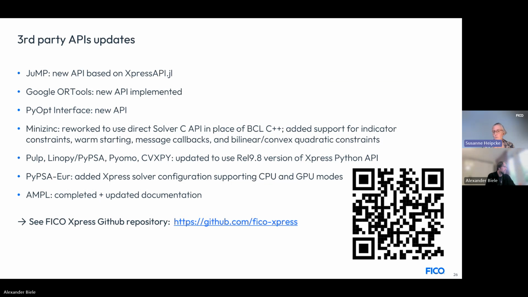So everything, I've also put the link into the Q&A. I hope this is visible to everybody. Otherwise, just follow this link here to see the FICO GitHub repository. And there you see a list with pointers to the different external APIs in case you're interested in any of them.